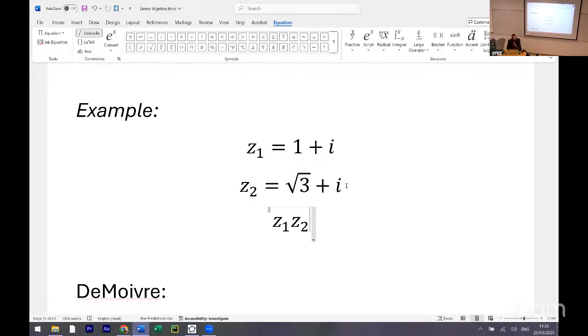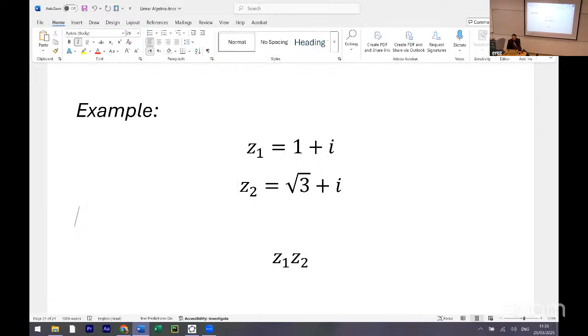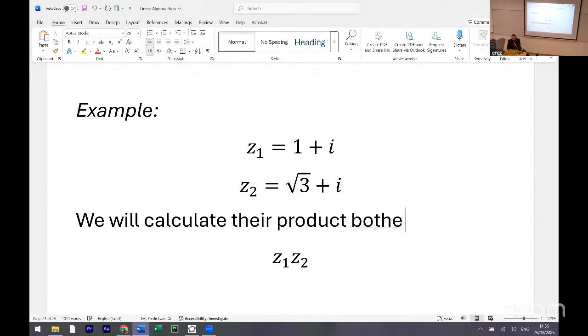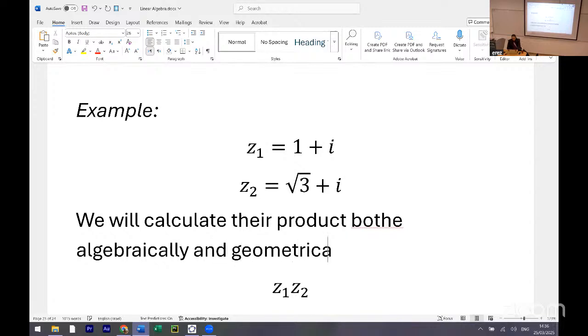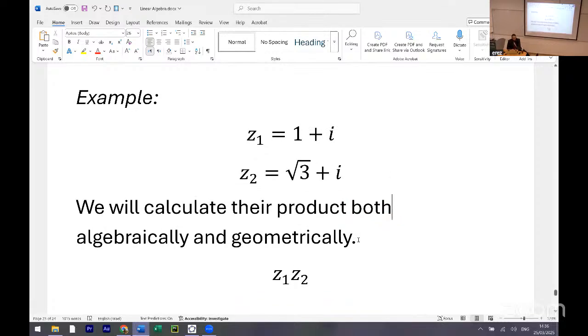Okay, so let's start algebraically. We will calculate their product, both algebraically and geometrically, both. Okay, this is redundant. I don't usually need to do it twice, but I wish to show you that it ends up at the same place.